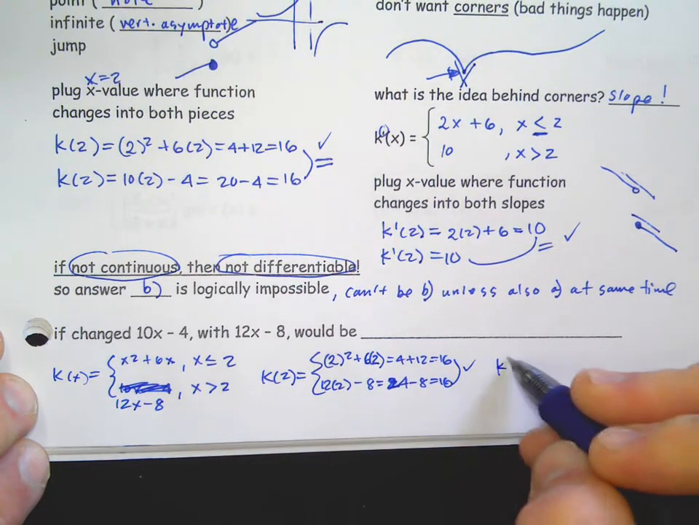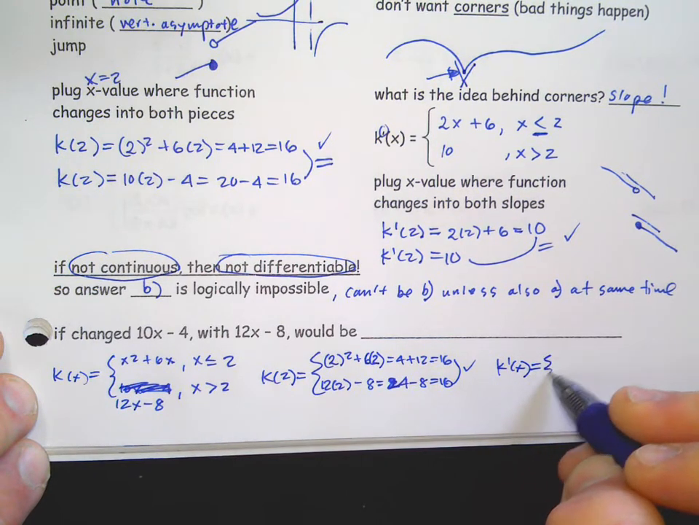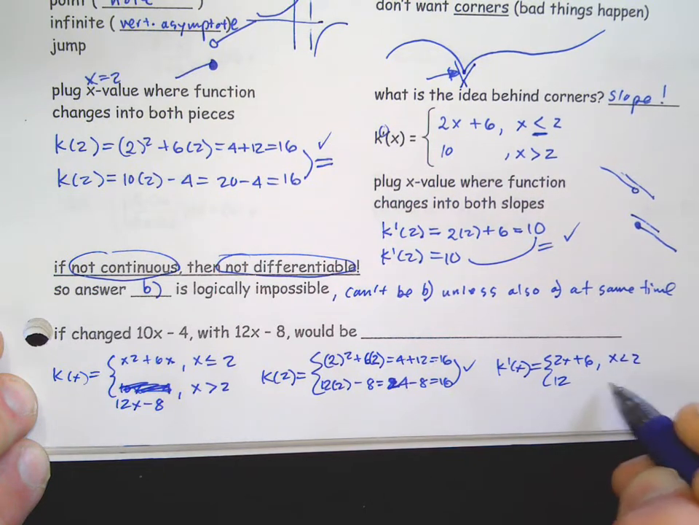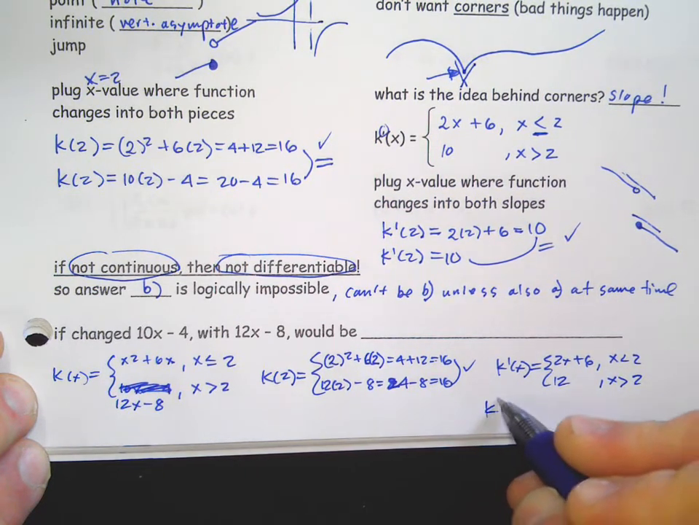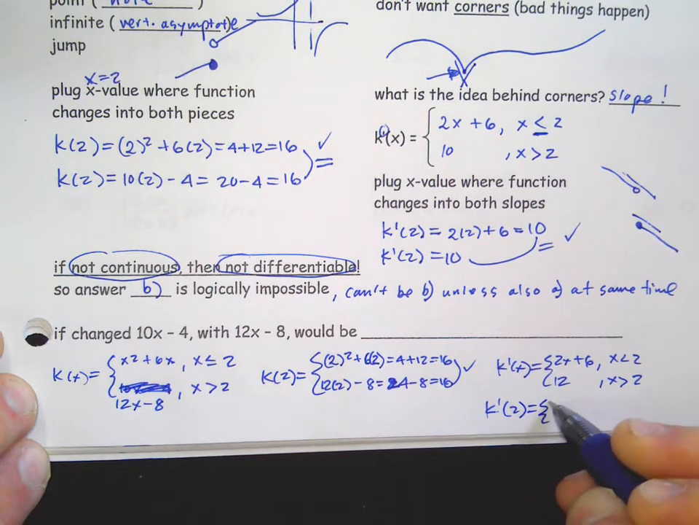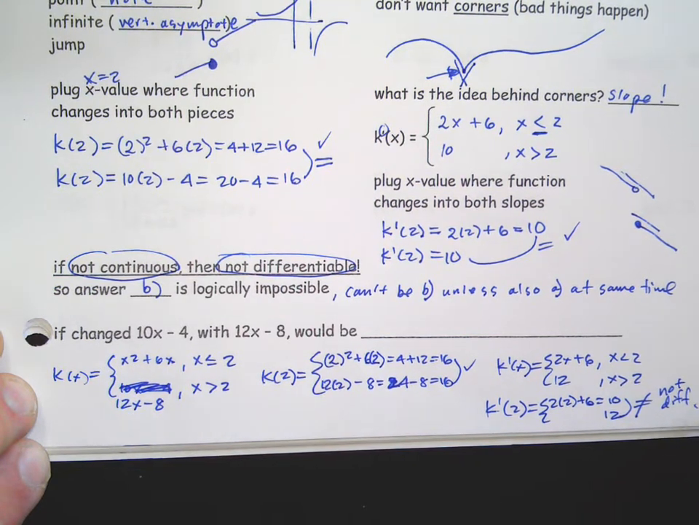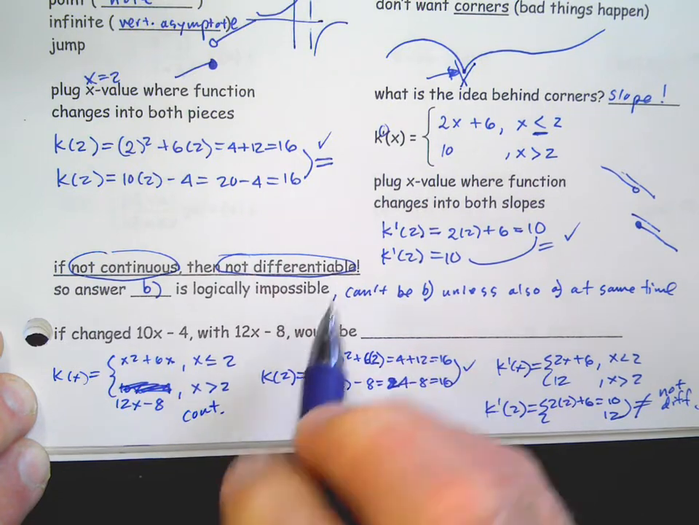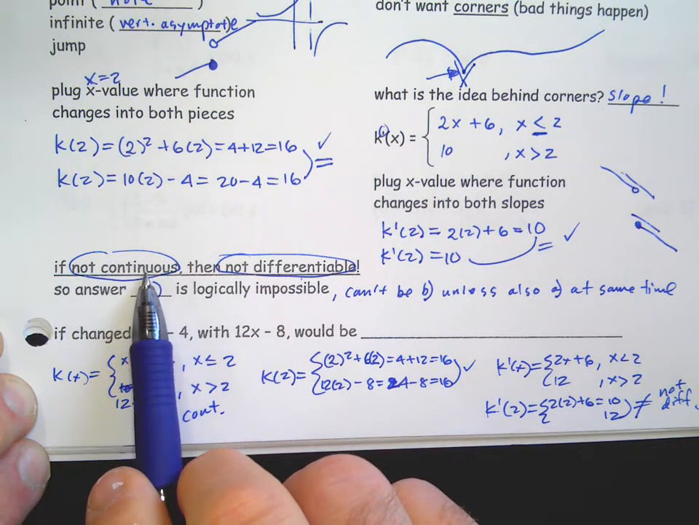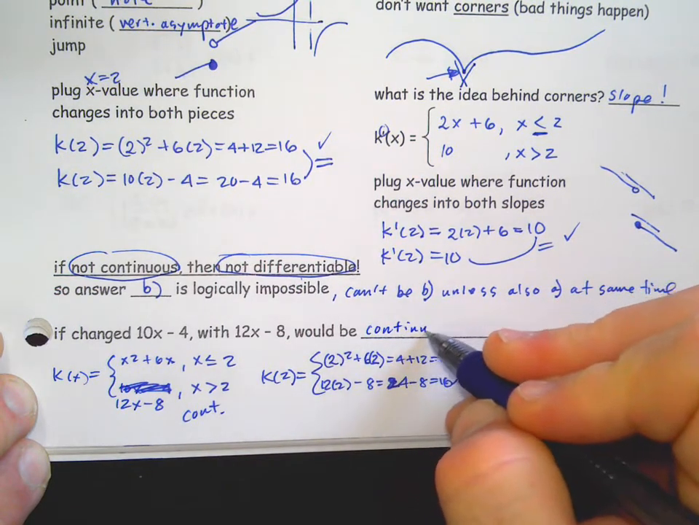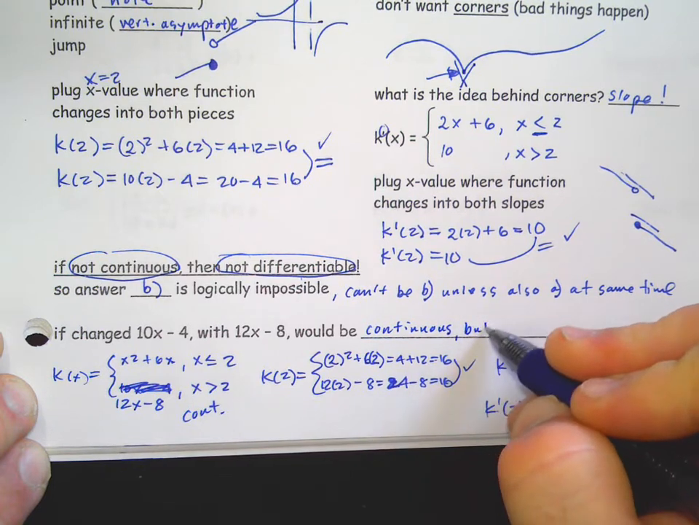And then k prime for this new piecewise would be 2x plus 6, and then this would be 12. And if you were to plug in 2 into this, you get 10 and you get 12, which are not equal. So it's not differentiable, right? It is continuous. So if it's differentiable, it has to be continuous at the same time. If it's continuous, it doesn't have to be differentiable. So it would be continuous, but not differentiable.